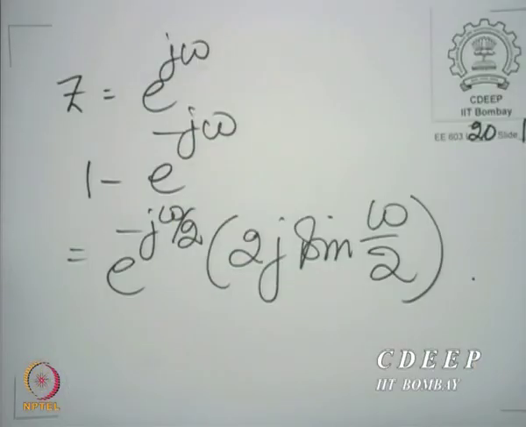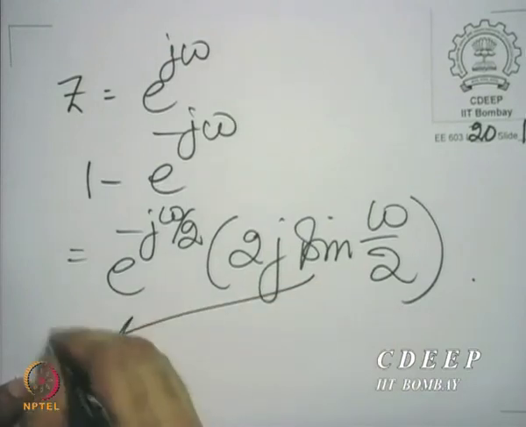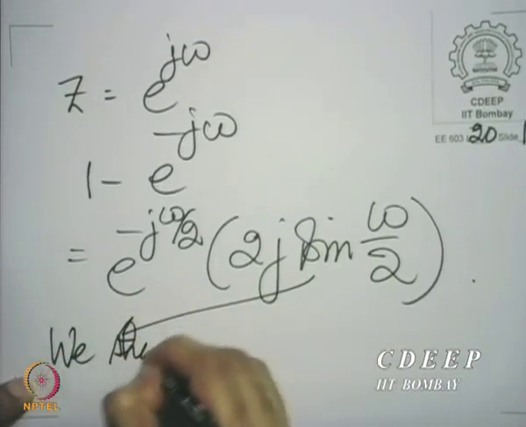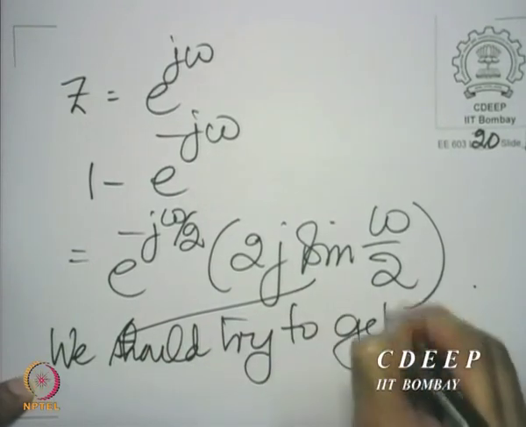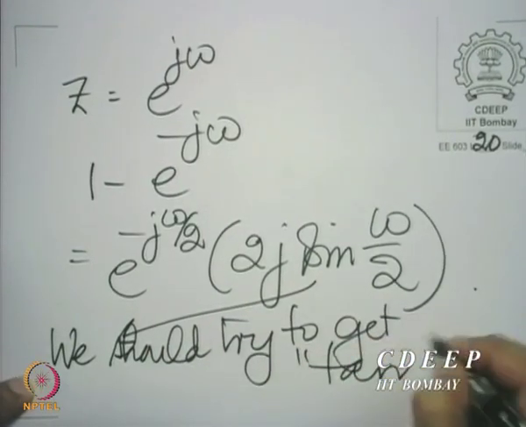And in fact, if we take tangent, we have the answer. tan omega by 2, when omega goes from minus pi to plus pi, would indeed run all the way from minus to plus infinity. So, if we can go from here, we should try to get tan omega by 2 here.